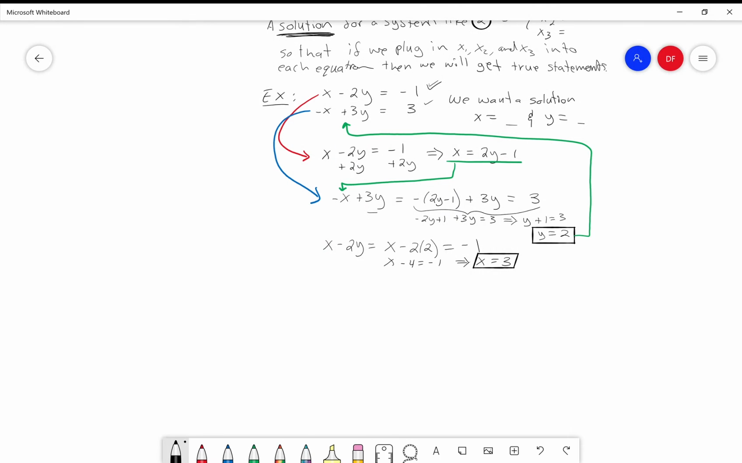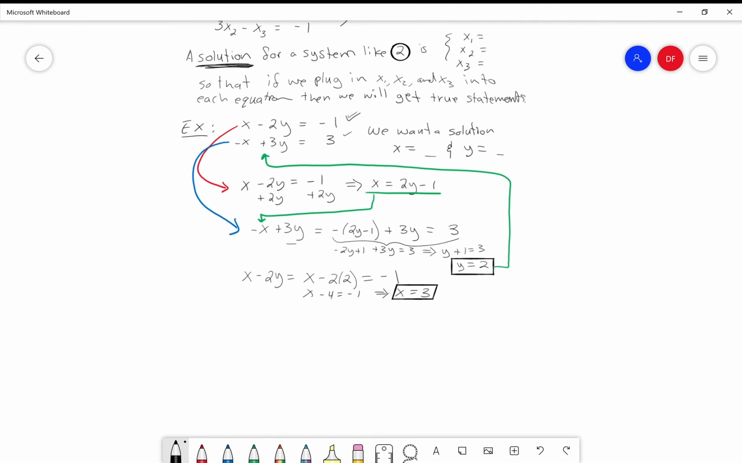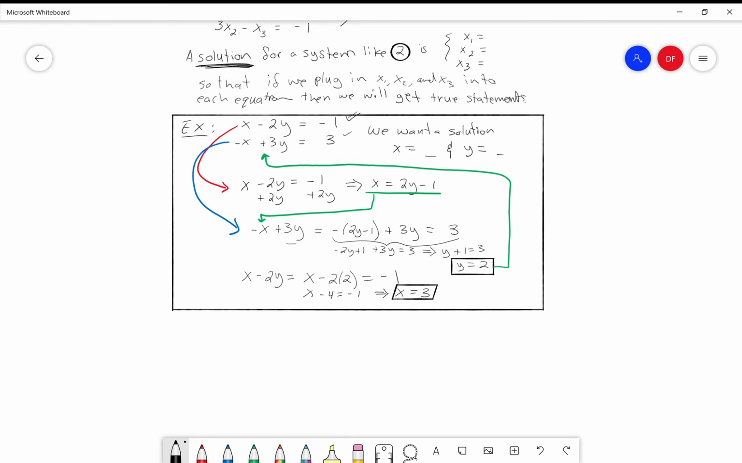Okay. So in this example, we are given a system of linear equations, two linear equations, and we are asked, what is the solution? Well, the solution is an x and a y, so that both of these equations are true.